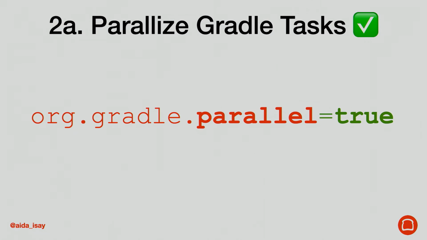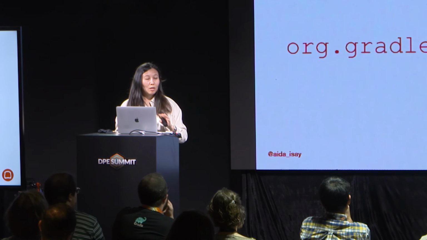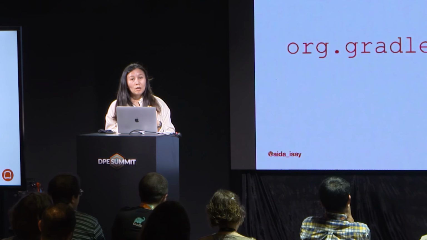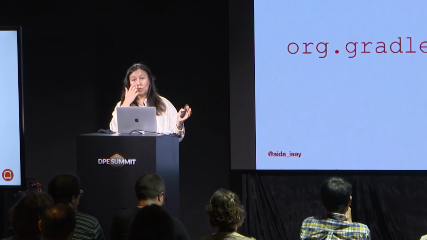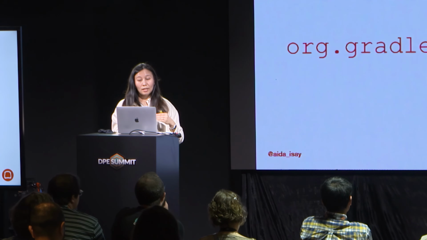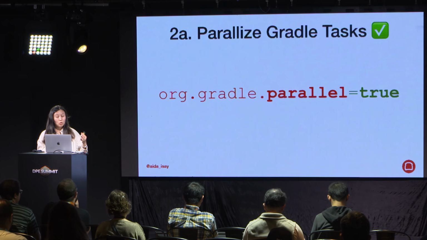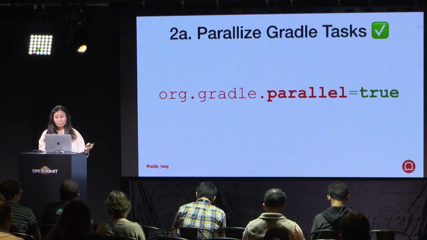So within Gradle properties, what kind of properties can you leverage to improve your build times? Number one, make sure you parallelize your Gradle tasks. You can do it by setting org.gradle.parallel, the name of the property, to be true. By default, this property is false, so you need to enable it manually first, so that all of the Gradle tasks can run in parallel instead of running sequentially. It will allow Gradle to build all of the sub-projects, all of the modules, in parallel.